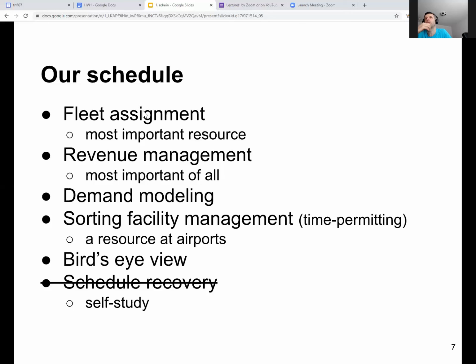We'll start from fleet assignment, since it's the most important resource. My apologies to crew members and everybody else, but still the aircraft is something very unique to the airline. Then revenue management, which is super important. You want to make money eventually. Demand modeling we will study, but will not have a homework on that. And then sorting and facility management, time permitting, we will go into that and look at the airport resources of an airline. And in the end, we will have an overview of whatever we went through.